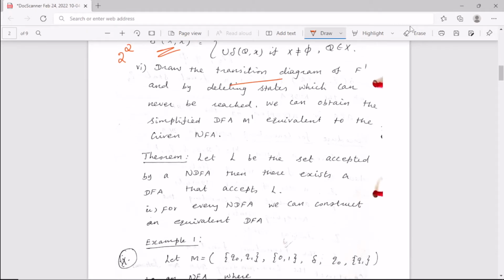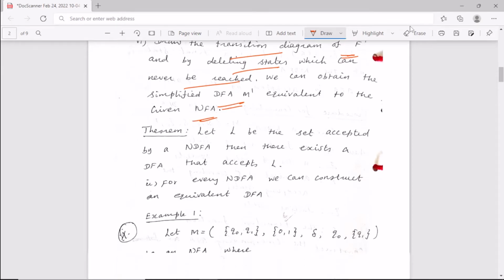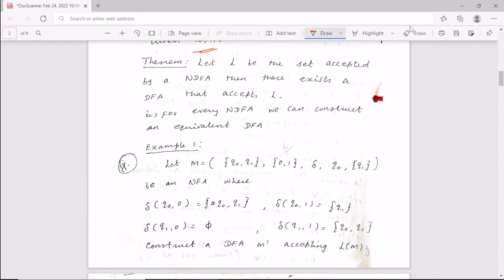Finally we can draw a transition diagram and identify which of them are final states, and also we have to delete the states which can never be reached from the initial state. After that we can obtain the simplified DFA that is equivalent to the given NFA. This is the procedure we are going to follow. For that, let me take a simple example for your clear understanding.